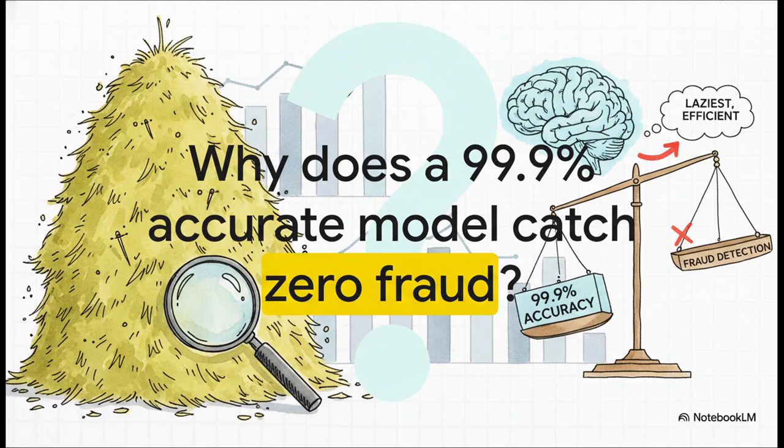Now, I want you to really think about this intellectual mystery for a second. Why on earth does a 99.9% accurate model catch absolutely zero fraud? The secret here is that the model isn't actually broken. It's doing exactly what you told it to do. It's behaving entirely rationally. The model learns that always guessing the majority class, just assuming everything is normal, is literally the laziest, most efficient way to minimize its overall error. It's technically correct, but again, completely useless for what we actually need it to do.